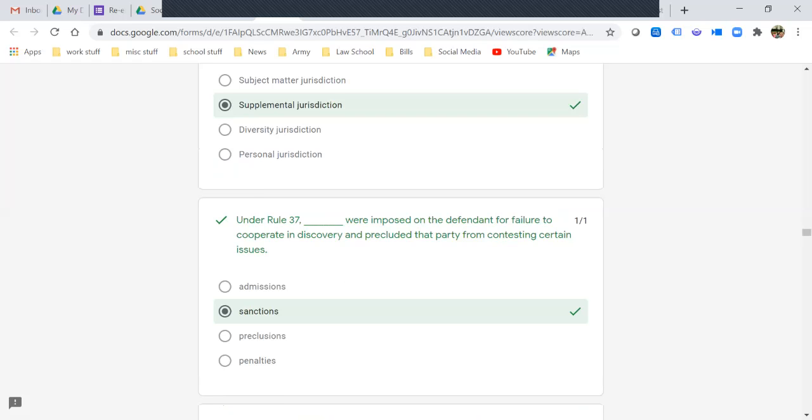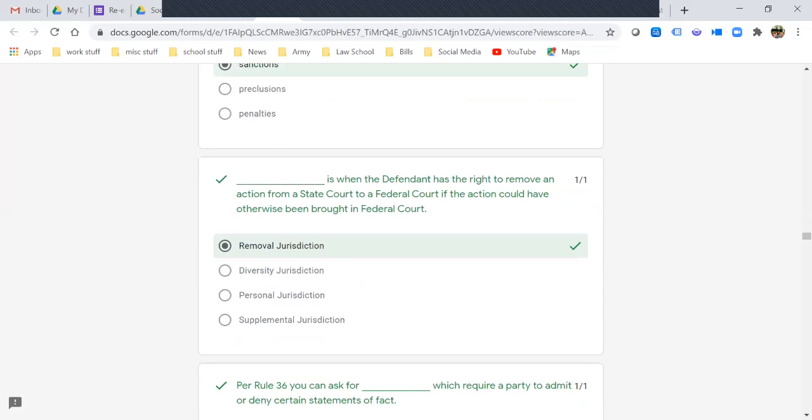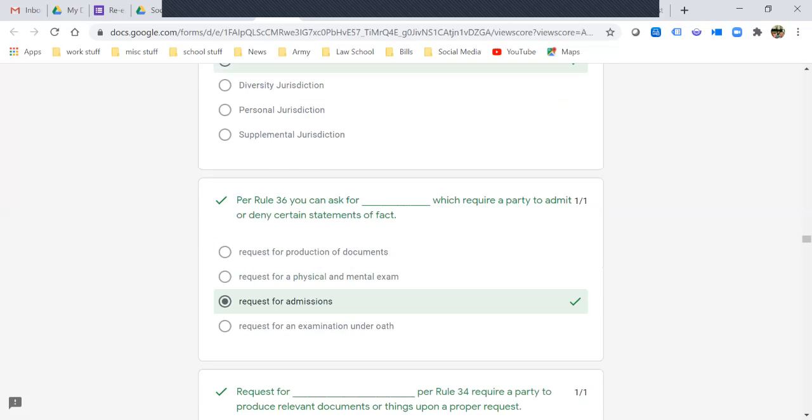Rule 37, sanctions. Sanctions are imposed on the defendant for failure to cooperate in discovery and preclude that party from contesting certain issues. All right. Rule 36 is request for admissions, which require a party to admit or deny certain statements of fact.